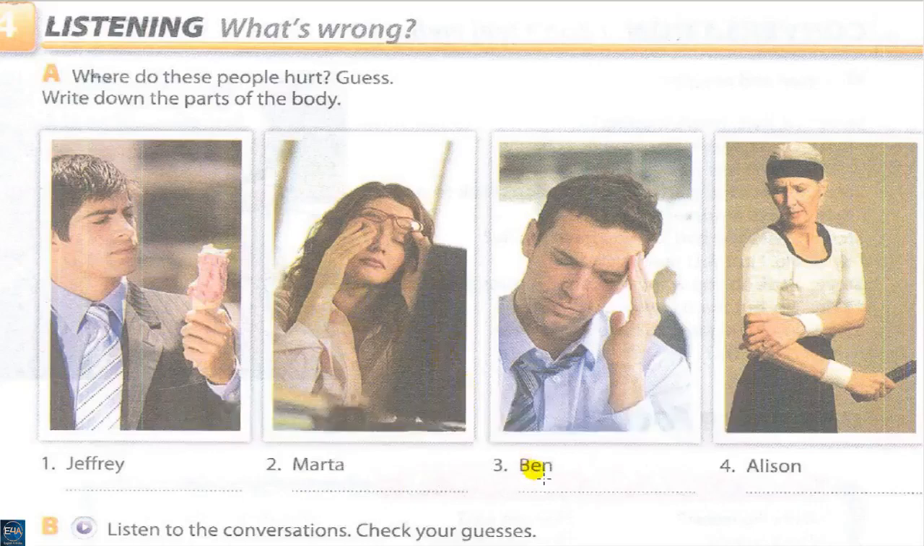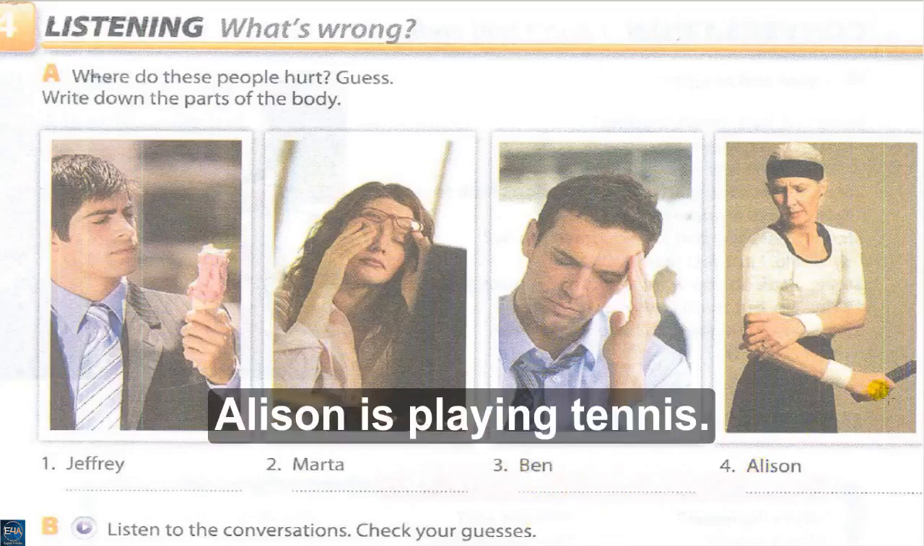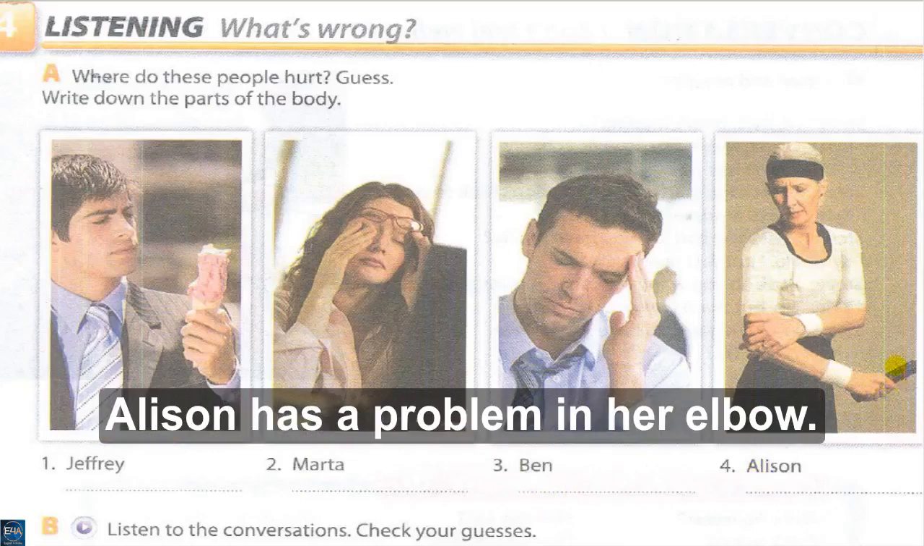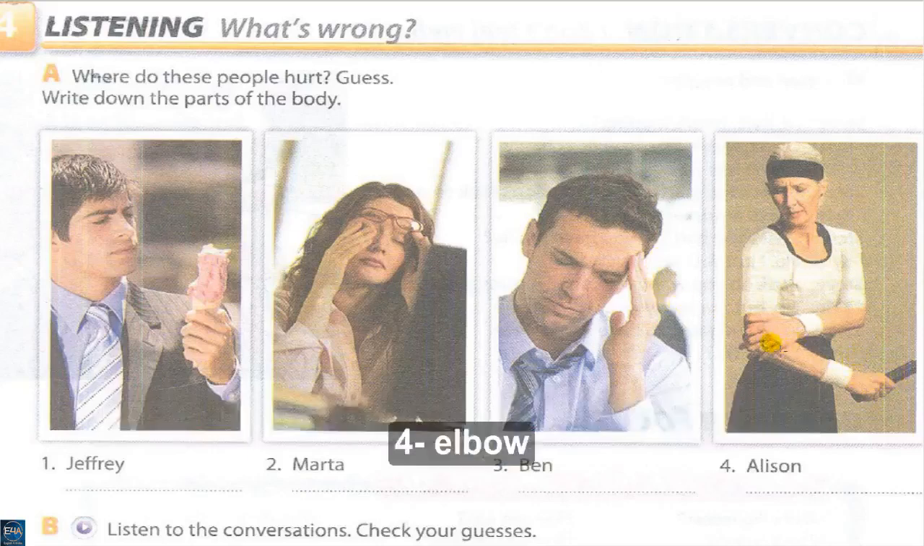Three. Ben. What is the problem with Ben? He has a cold. He has a headache and sore throat. Ben, head, throat. Head for Allison. Allison is playing tennis. So what's the matter with her? Allison has a problem in her elbow. This is elbow. Elbow. Her elbow.